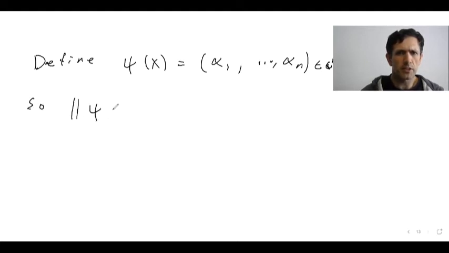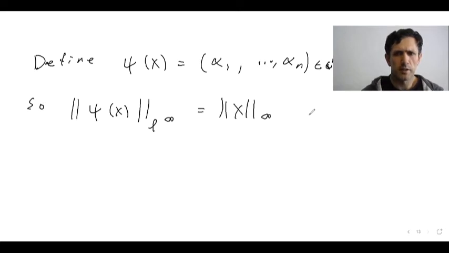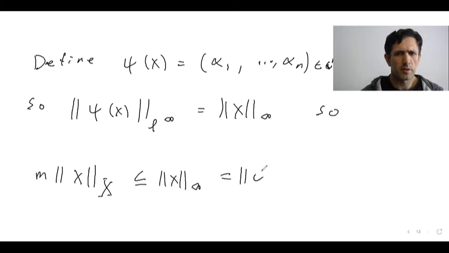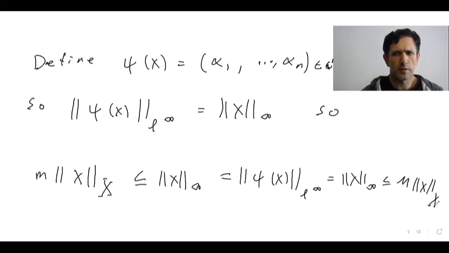Well, obviously, by definition, this is an isometry from Cn with the L infinity norm to X, with the infinity norm on X just previously defined. Okay, so what does this mean? This means exactly what we wanted to prove. So this here is less than or equal to the infinity norm. Well, this also equals the infinity norm. Okay. Right, so we're done.